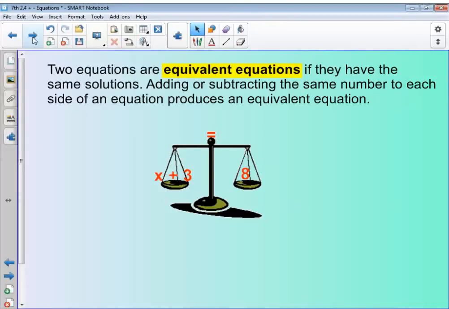Working with equivalent equations. Equivalent equations are two equations that have the same solution. Adding or subtracting the same number to each side of an equation produces an equivalent equation. You have worked with problems like x plus 3 equals 8 in the past. Today we're going to show that cancellation step so that as we move into two-step equations in one of our future lessons, we'll understand what we've gotten rid of.